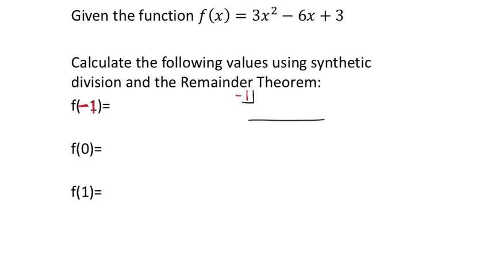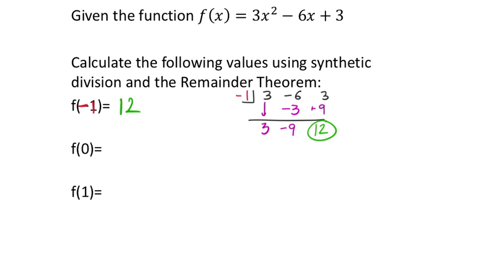It's f of negative 1, so again, that goes in the box. Then I've got my coefficients of 3, negative 6, and 3. Okay, so let's get started here. We drop the 3. 3 times negative 1 is negative 3. Negative 6 minus 3 is negative 9. Negative 9 times negative 1 is 9. And that'd be 3 plus 9, which gives me a remainder of 12. And that remainder right there is what f of negative 1 is.